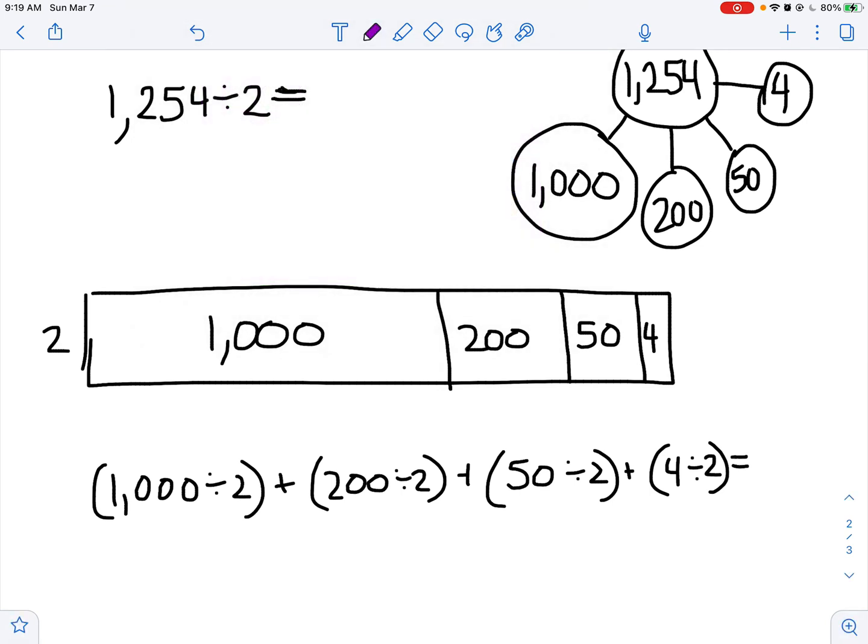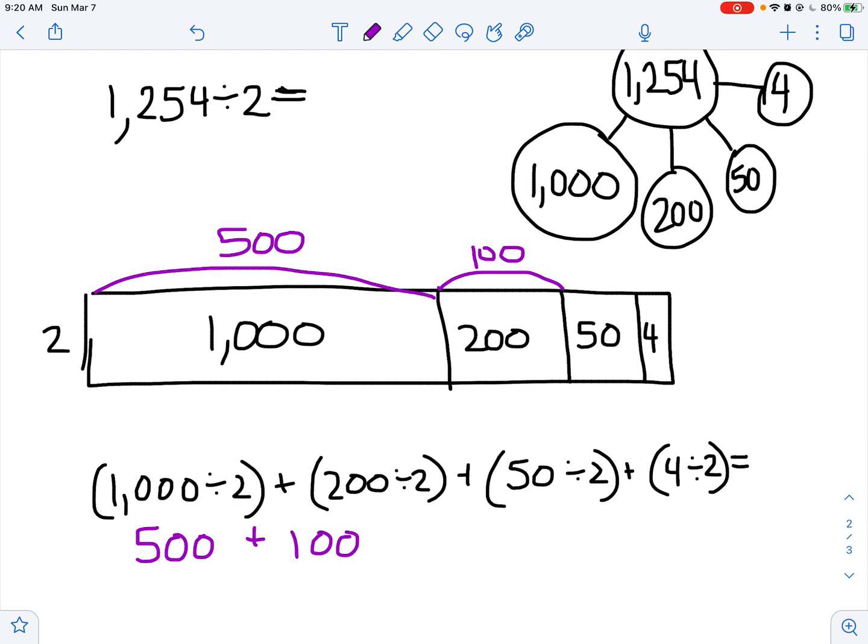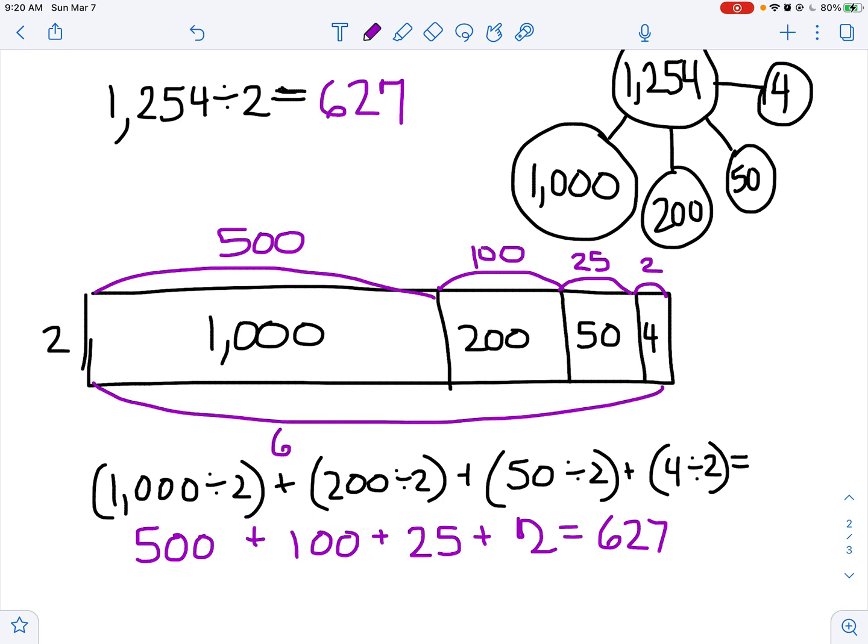So 1,000 divided by 2, well, I know half of 10 is 5. Half of 100 is 50. So half of 1,000, 500. I know half of 200 is 100. 2s are great because you can just think of it as half of something. I know half of 50, as I already explained, is 25, thanks to money and quarters. And I know half of 4 is 2. So now I'm just going to add up all my partial quotients. 627 is my quotient. No remainder. And I'm just going to make sure I label the bottom here.